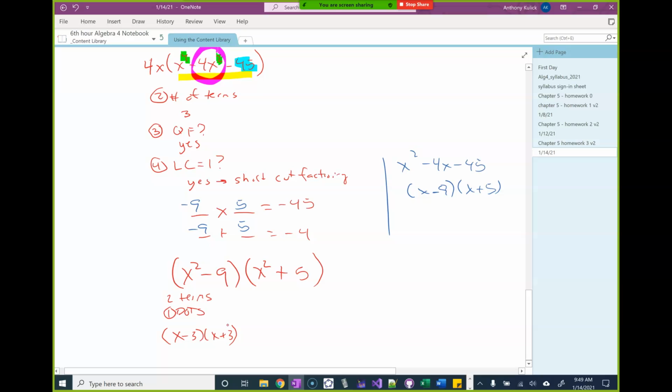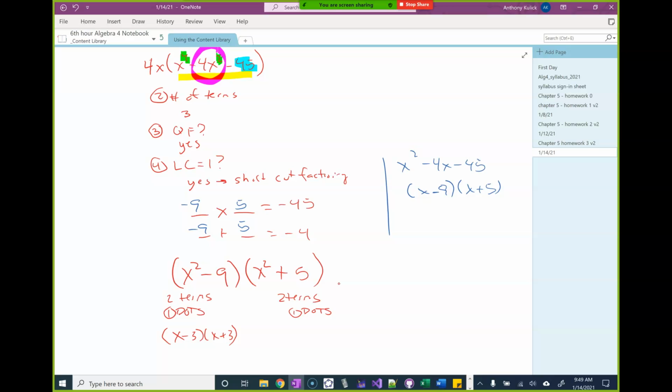So for the x squared plus 5 now, is that a difference of two squares? Definitely not, right? For two reasons. One, it's addition. And the other, 5 isn't a perfect square, right? So two good reasons where you could have said that. So then we move on.